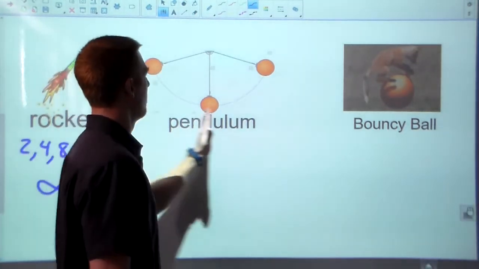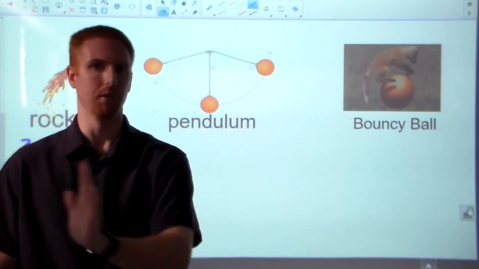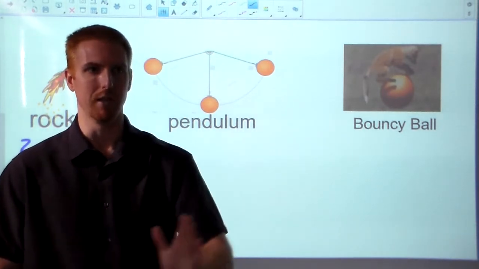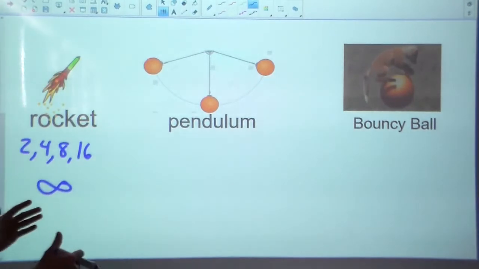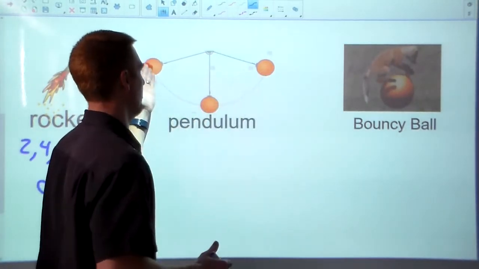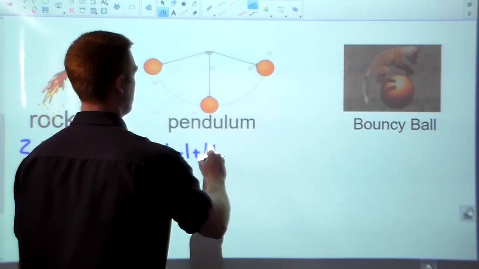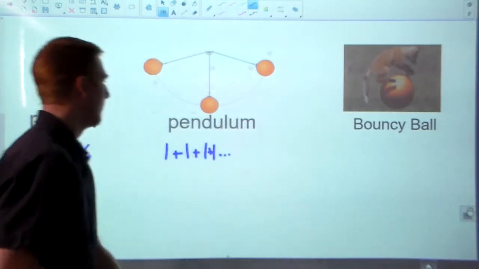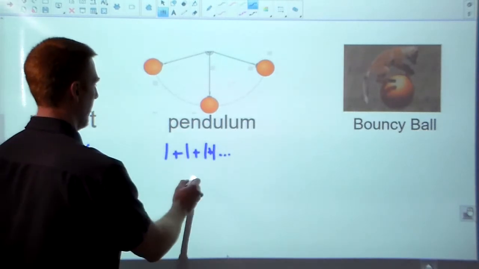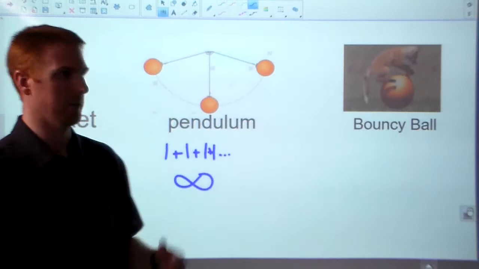Now, pendulum, it just swings back and forth. In theory, with no friction, everything's conserved, the same amount back and forth each time. So let's say it covered 1 foot every time it went back and forth. One foot here, another foot here, another foot. So it'd be 1 plus 1 plus 1 plus 1 forever. That also goes to infinity. So if it never slowed down at all, it would cover an infinite distance.